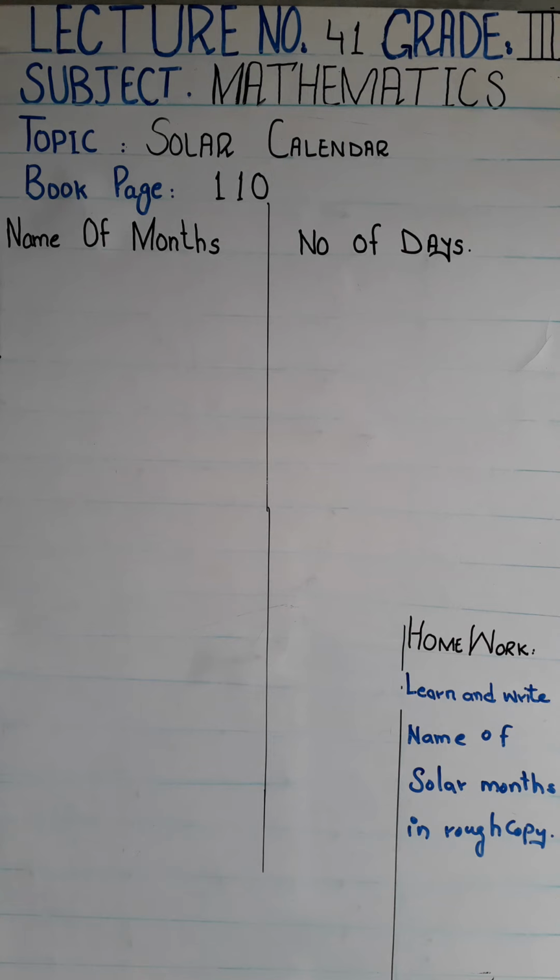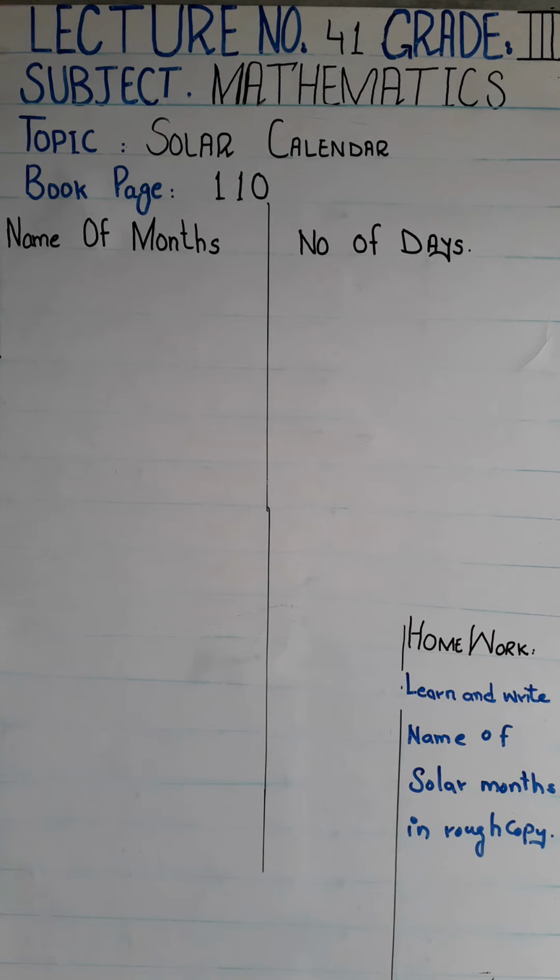Student, you have learned the names of the Islamic months, the lunar months. And did you write the important events related to each month? All of you? Sure, student? That's good. Student, our topic today is the solar calendar.